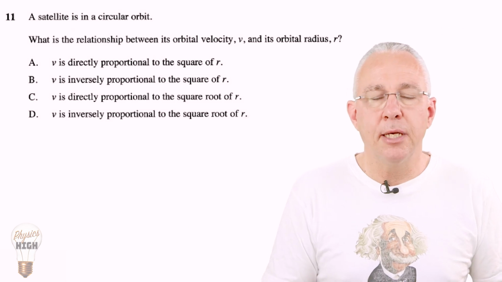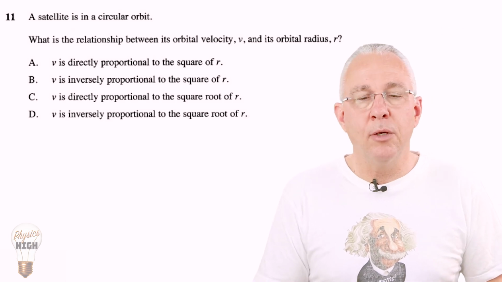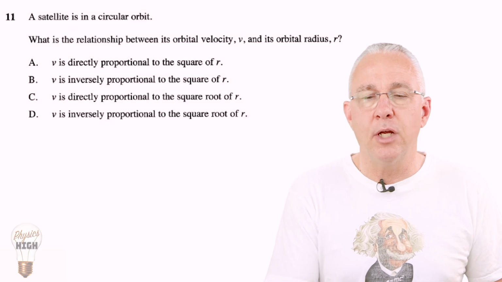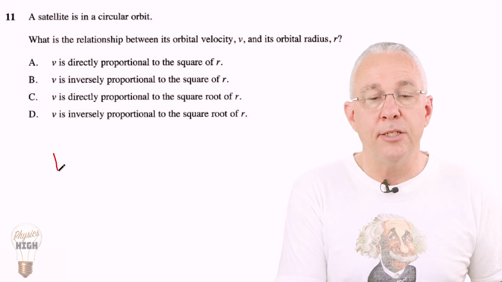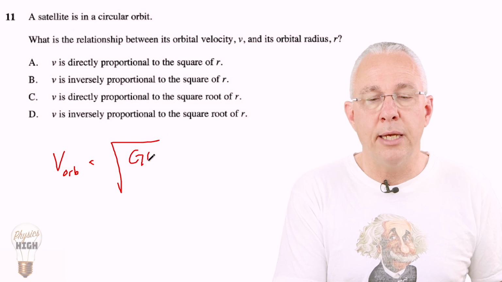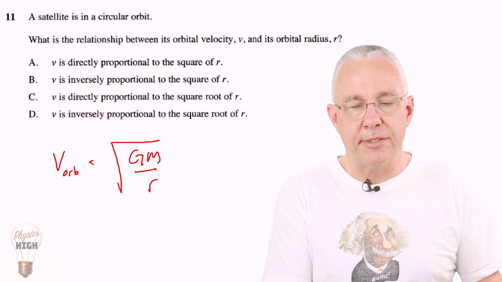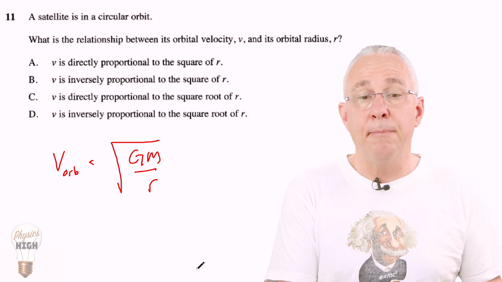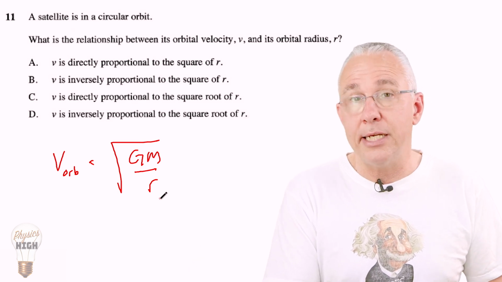Question 11. A satellite is in a circular orbit. What is the relationship between the orbital velocity and the orbital radius? The orbital velocity is equal to the square root of GM over r, where G is the gravitational constant, M is the mass of the planet, and finally r is the radius.